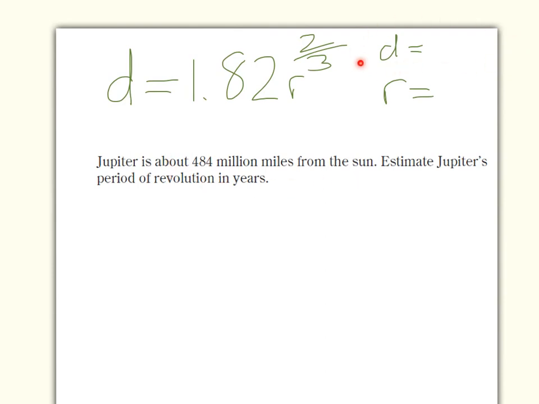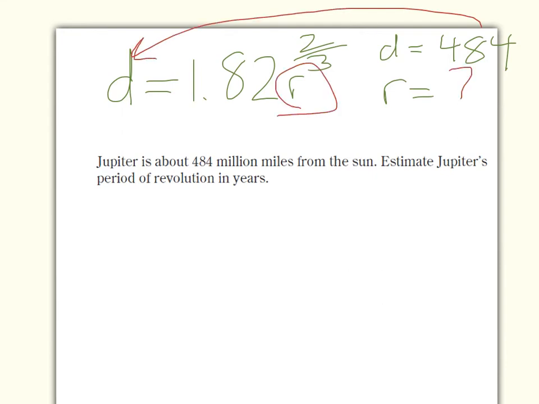Remember, D was in millions of miles. So they're not giving you R, the number of days. They're giving you 484 million as D, which means you are going to have to take 484 and send it into D, and you're going to have to solve for R, because R is now unknown. Now this is a little bit more challenging. Doesn't mean you can't do it. It means you have to use the powers of algebra that you already have in you.